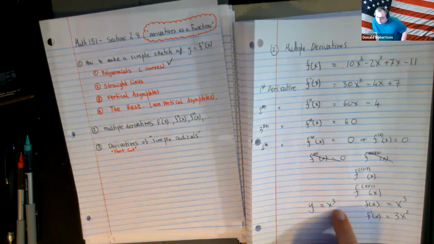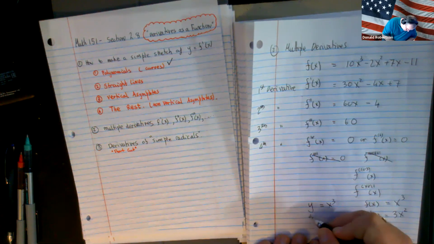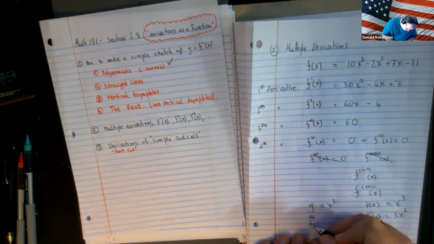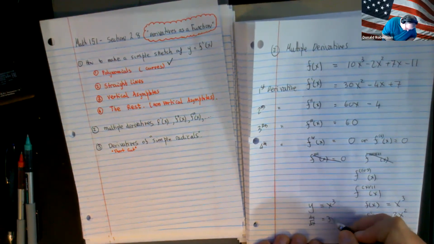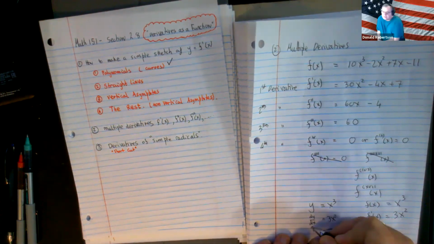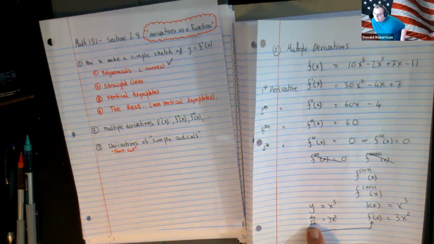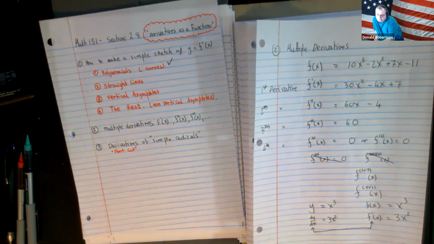But when you have functions written this way, that means the same as that. So this is the dy by dx notation. It means the derivative.